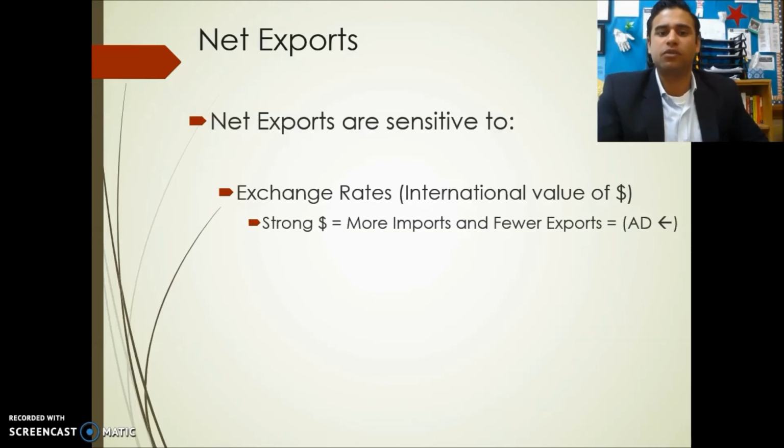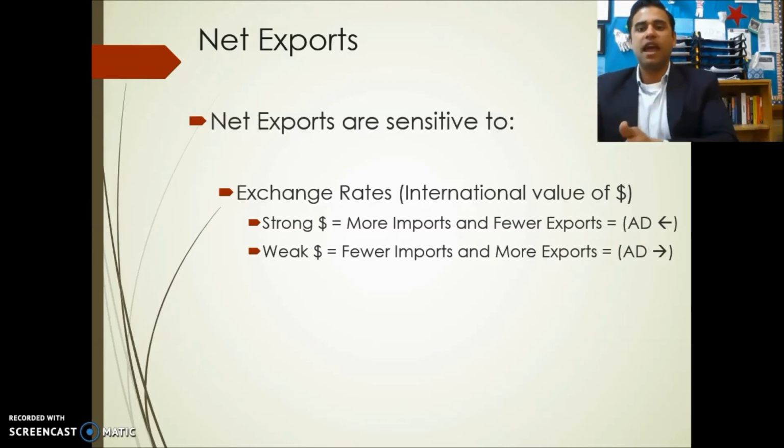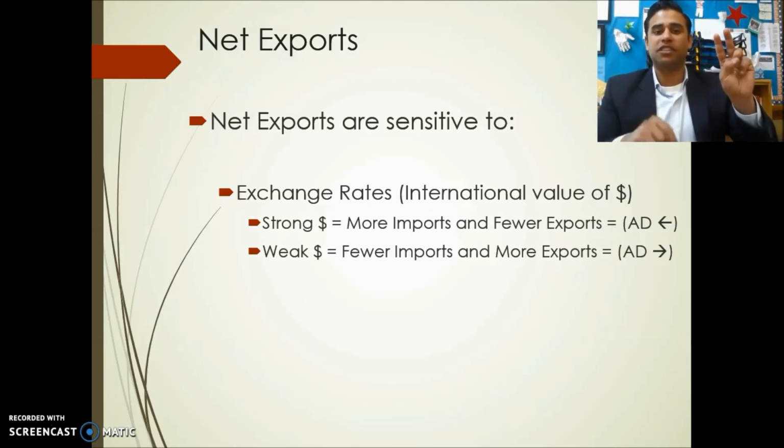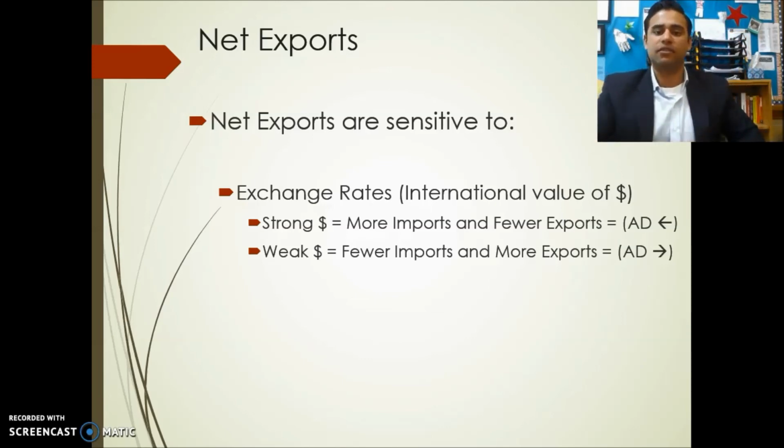A strong dollar equals more imports, fewer exports, aggregate demand shifts to the left, right? And we already made the conclusion. We know there's this negative relationship between net exports and appreciation and depreciation. Meaning, if the dollar appreciates, net exports goes down. Now we're making the next assumption: assumption number 1, dollar appreciates. Assumption number 2, net exports decreases. Assumption number 3, if net exports decreases, aggregate demand decreases. So we're just taking this to the next level.